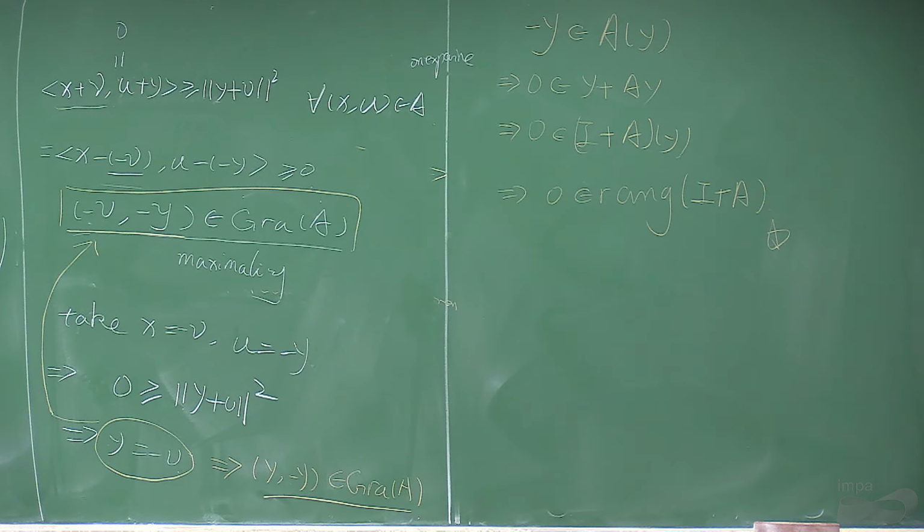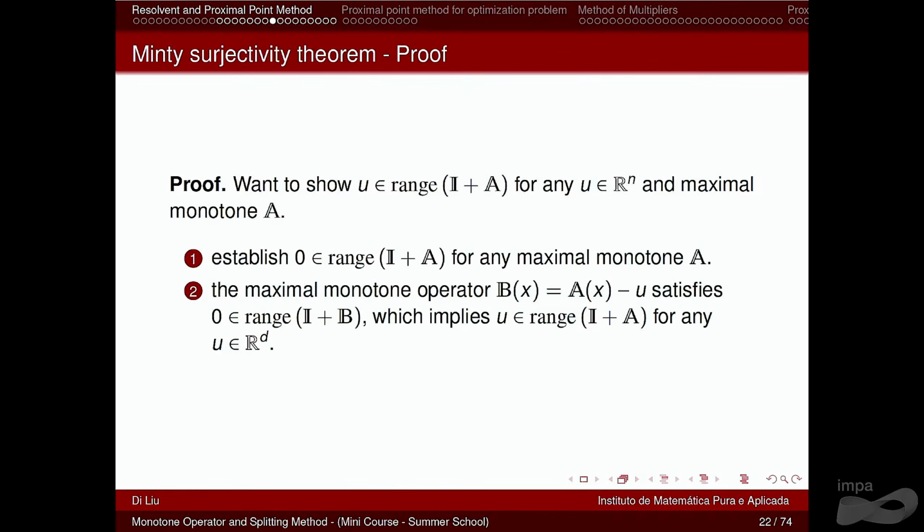Okay, then we use the surjectivity we have explained here. Okay, the second step, since B is also a maximal monotone operator, as long as A is a maximal monotone operator, because U is just a vector, this kind of minus shift outside will preserve the maximal monotonicity.